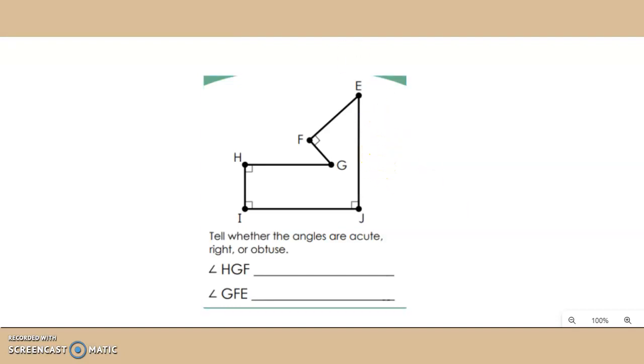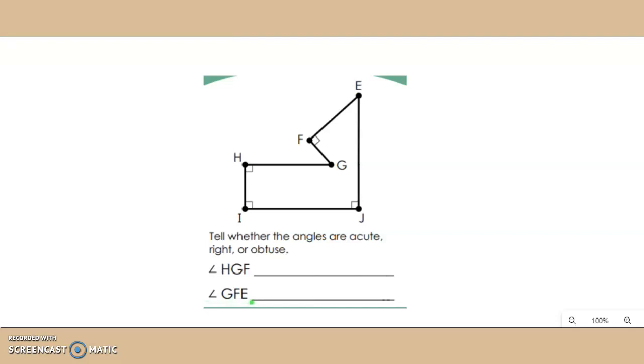Now, we are going to be looking at angles, this little symbol right here. It looks like a little alligator mouth. That means the angle, so this means angle of. That's how you read it, angle of. So this reads as angle of HGF. This reads as angle of GFE.